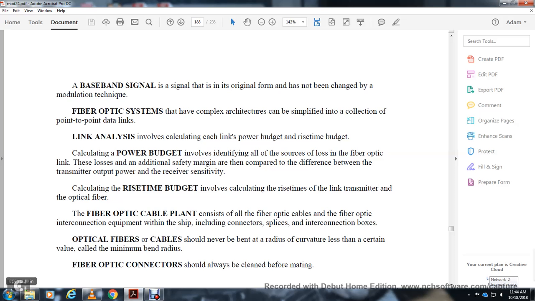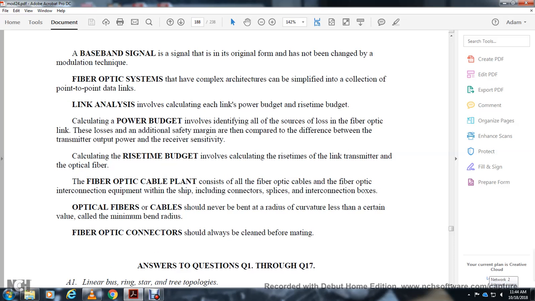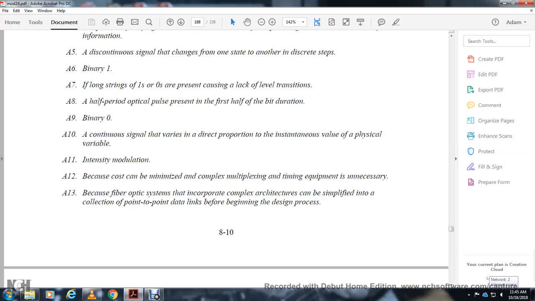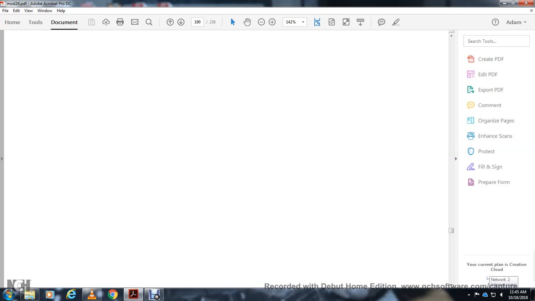For the interconnection cables, optical fiber cables should never be bent to a radius of curvature less than a certain value called the minimum bend radius. Fiber optic connectors should always be cleaned before mating. And that was the Chapter 8 summary, and then that was the book.